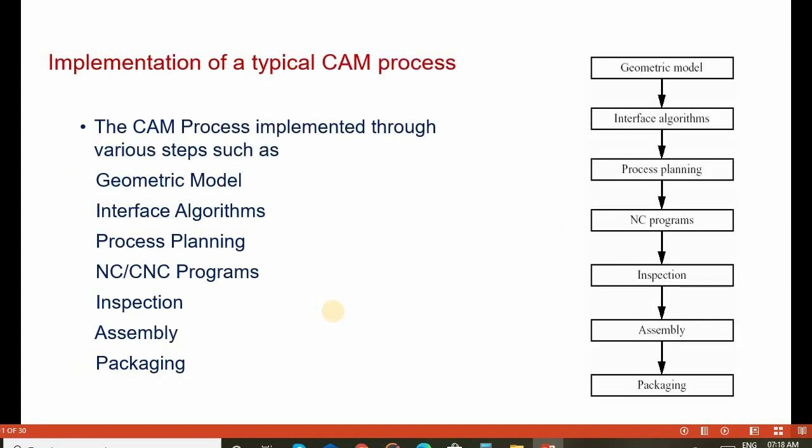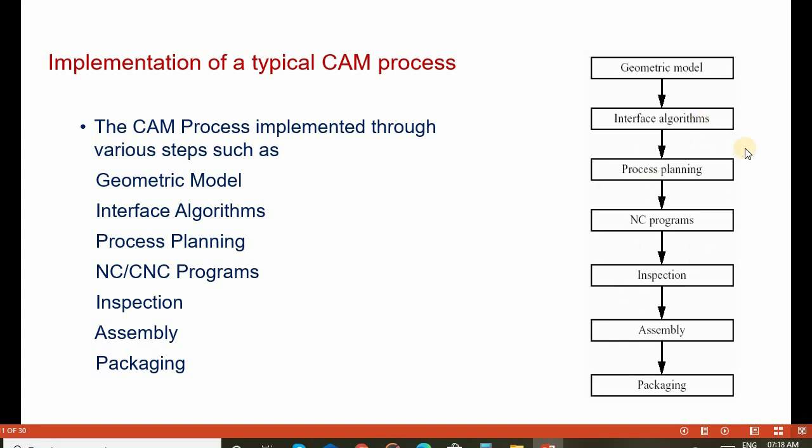Implementation of a typical CAM process. How do you implement the CAM process? Through various steps such as geometrical model, interface algorithms, process planning, NC and CNC programs, inspection, assembly and packaging. From the beginning, the geometric model of the object which is going to be manufactured, to the packing of the finished product, this is called the CAM process.